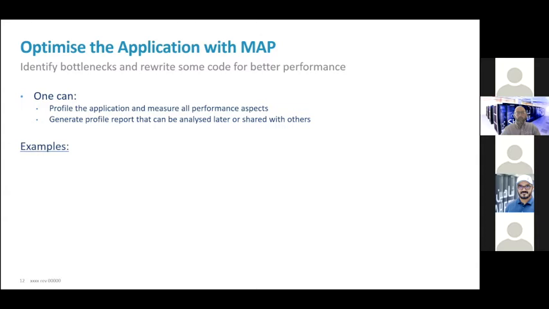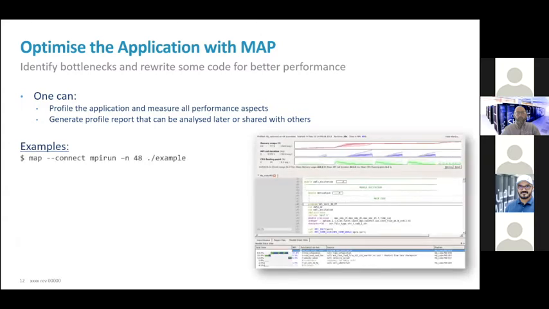Similarly, for MAP as well, you just have to write map and --connect if you are using remote or reverse connect functionality. This is the general GUI for MAP. So you have the memory usage, you have call duration, you have CPU floating points, you have your source code, and there's more thread activity stacks available. So we'll cover that quickly in the coming slides.